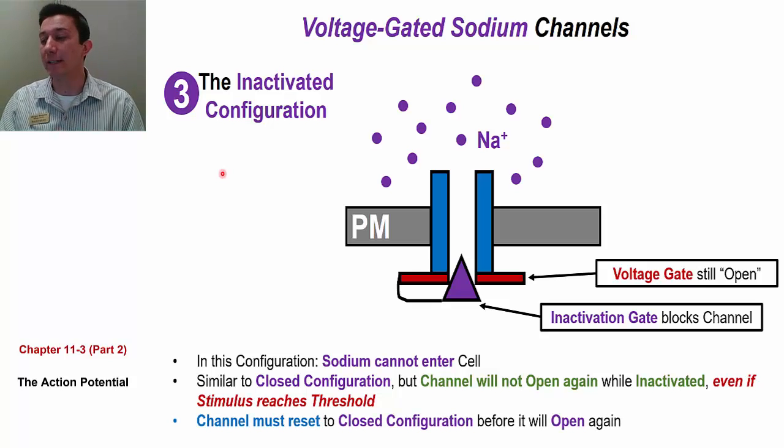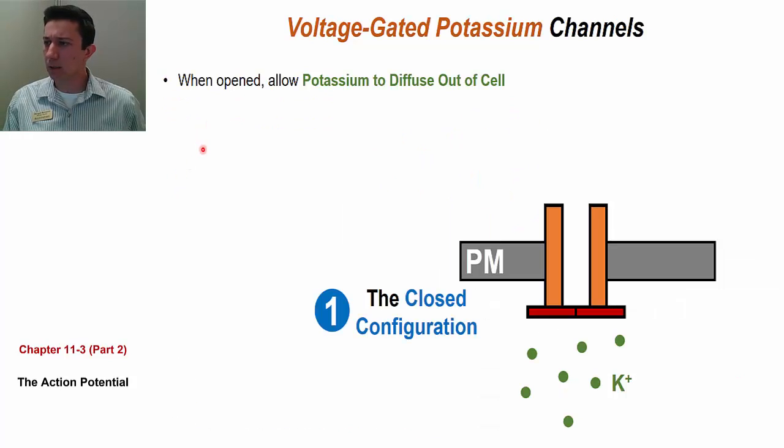So the channel, like I said, must reset to a closed configuration before a stimulus will cause it to open again, right? Okay, so that does it for voltage-gated sodium channels. Let's take a look just briefly at voltage-gated potassium channels before we actually talk about the events of the action potential. Voltage-gated potassium channels are a little bit more straightforward in terms of their configurations.